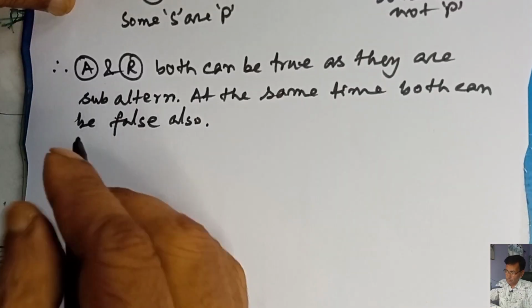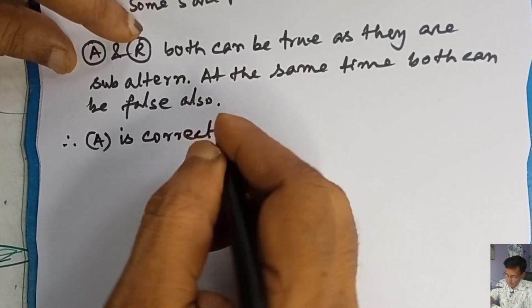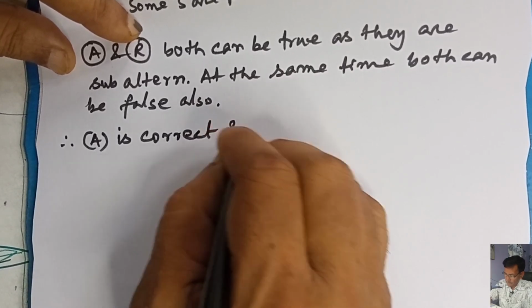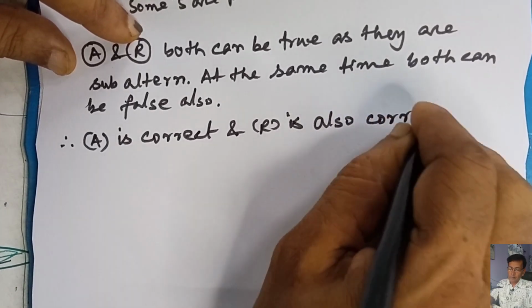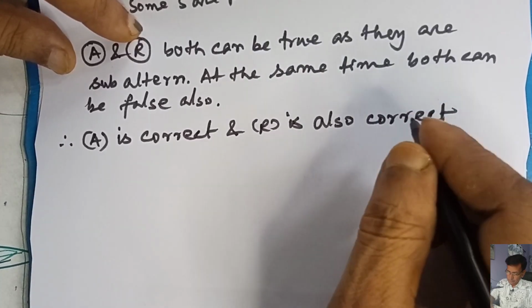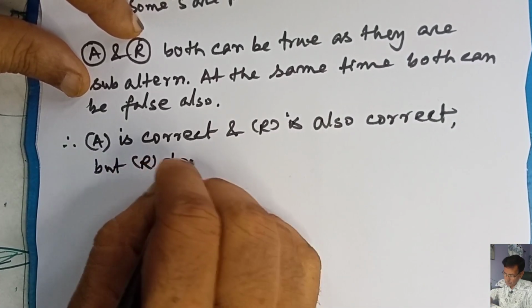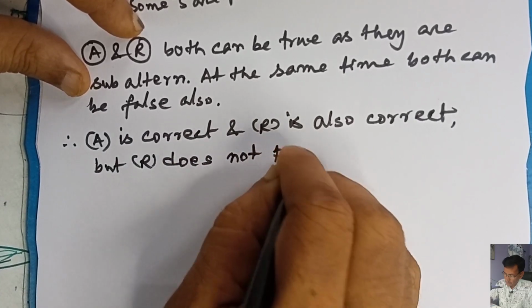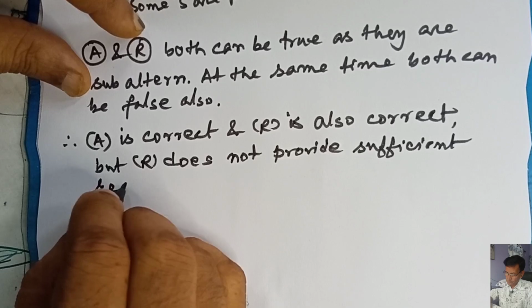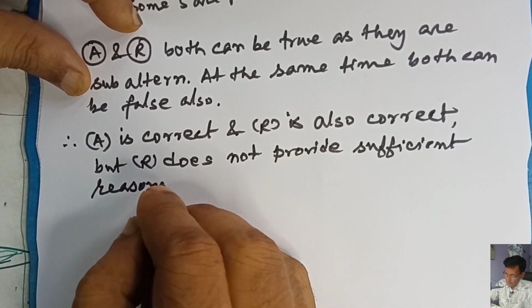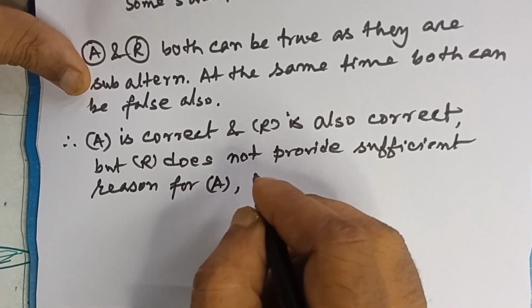And R is also correct, but R does not provide sufficient reason for A, as both can be false too.